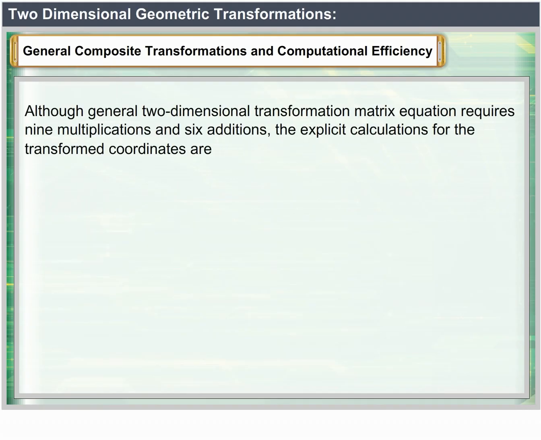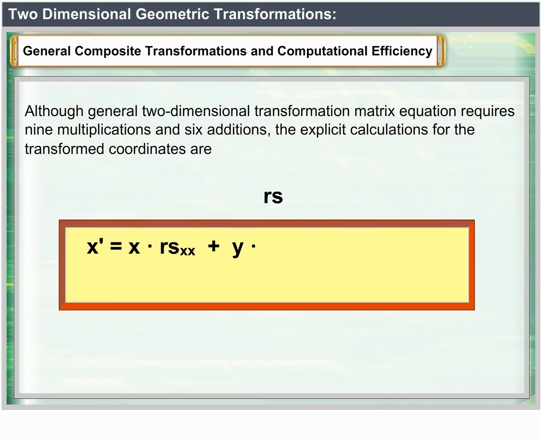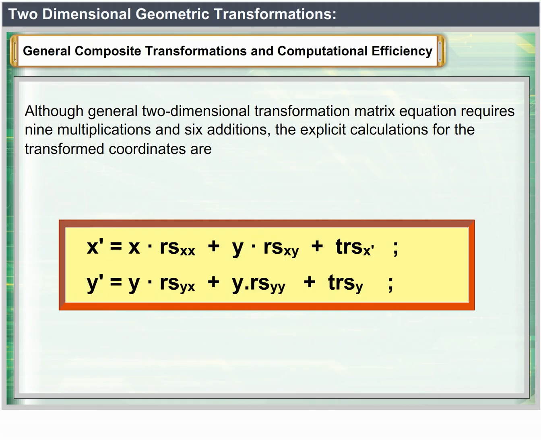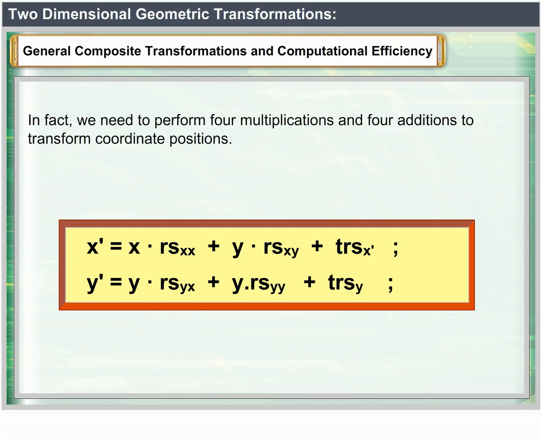Although the general two-dimensional transformation matrix equation requires 9 multiplications and 6 additions, the explicit calculations for the transformed coordinates are x' = x·rsxx + y·rsxy + trsx, and y' = x·rsyx + y·rsyy + trsy. Thus, we actually only need to perform 4 multiplications and 4 additions to transform coordinate positions.